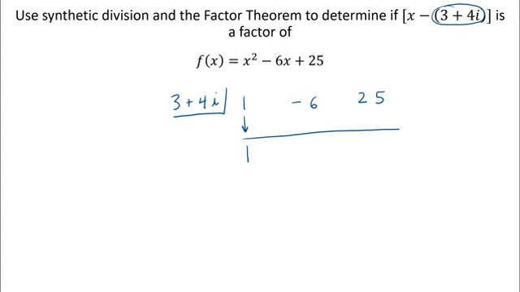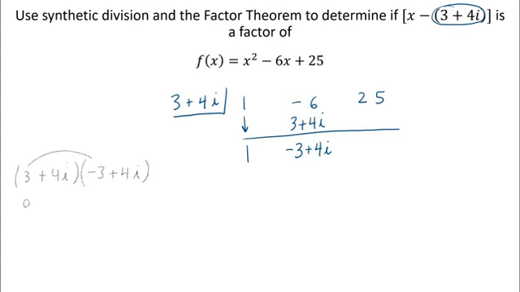And now we multiply the 1 times the 3 plus 4i. That just gives us 3 plus 4i. Now we add negative 6 plus 3, which is negative 3, and then plus 4i. Now we need to multiply 3 plus 4i times negative 3 plus 4i. We'll do that over here on the side.